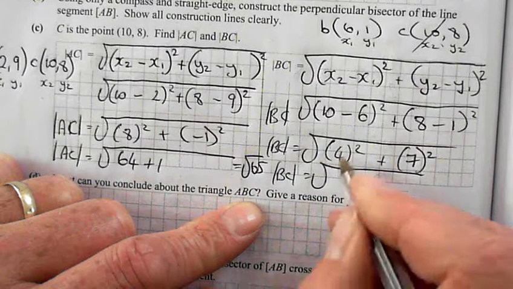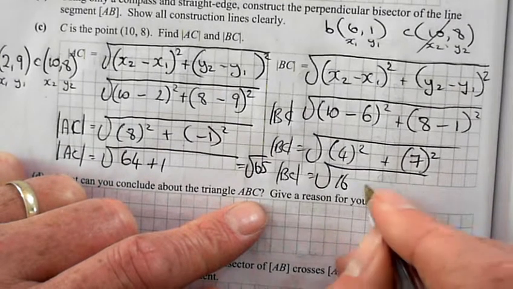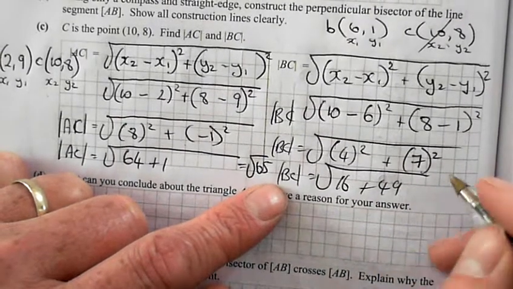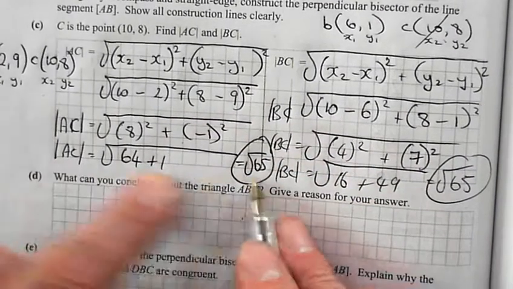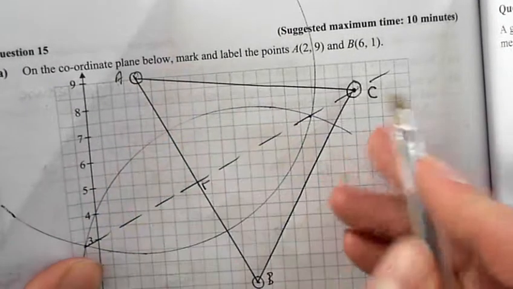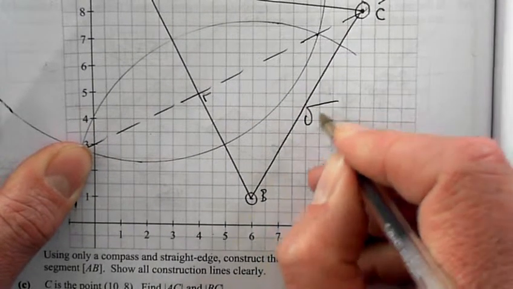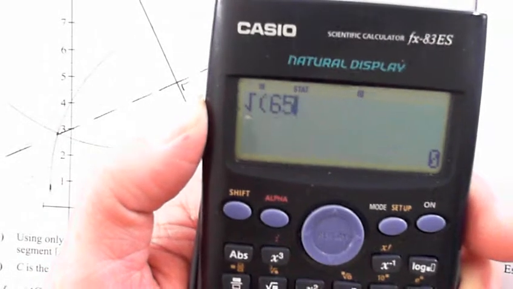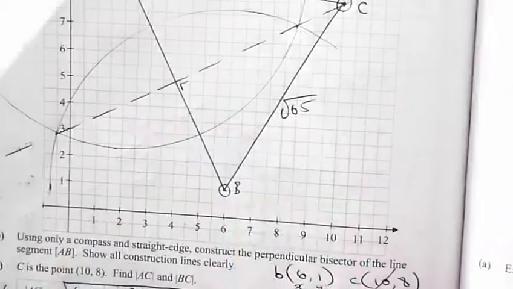BC. So here is 4 squared, which is 4 by 4, which is 16, and 7 squared is 7 by 7, is 49, and that adds up to 65. So the right hand side, AC was the square root of 65 on the left hand side, and the line BC was the square root of 65. So if I bring it up here, AC, the length of that line is square root of 65, BC, the length of that line is square root of 65. It's an actual length, an actual number, 8.062257. So it's an actual distance.